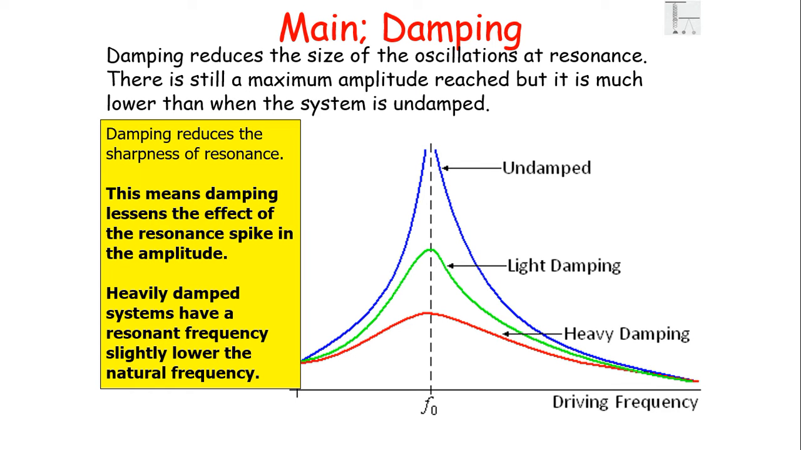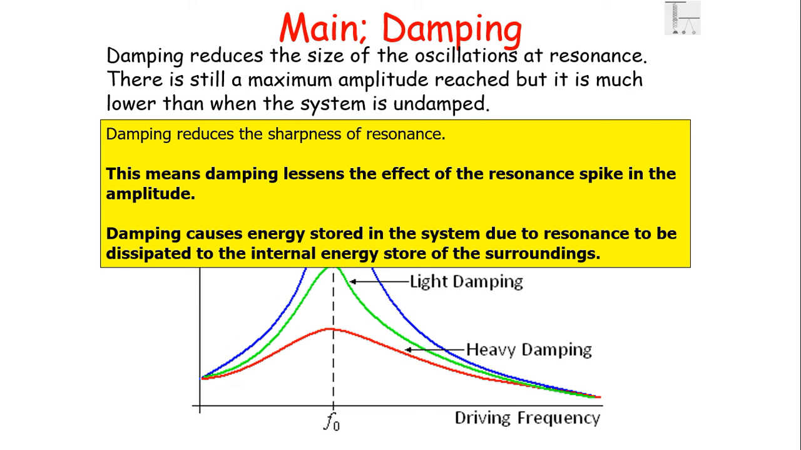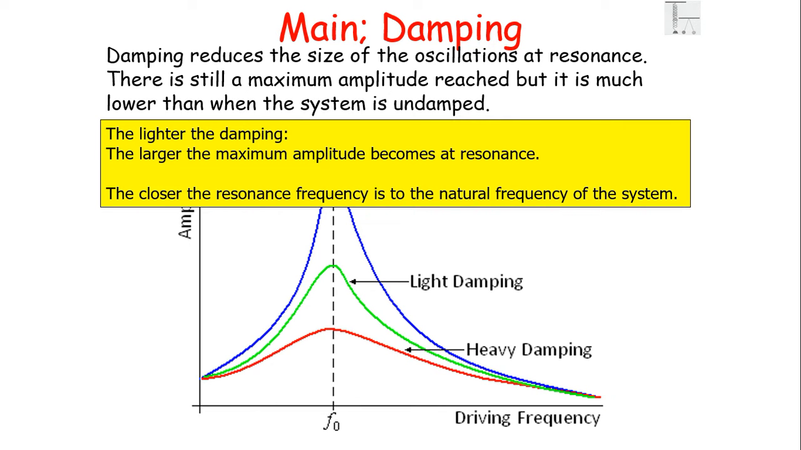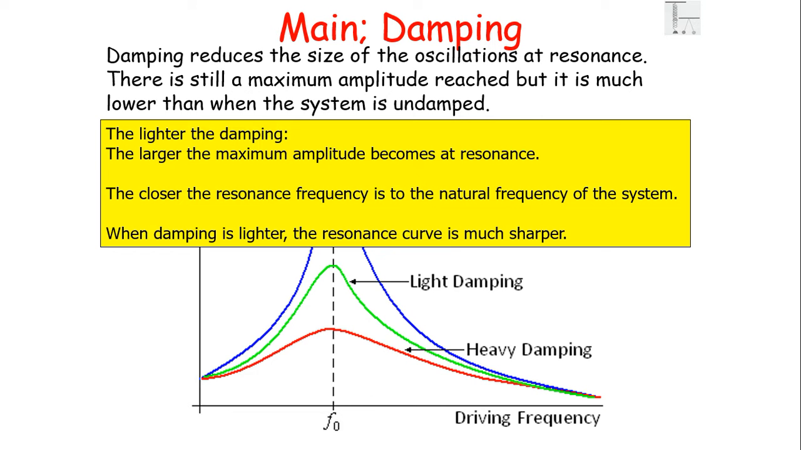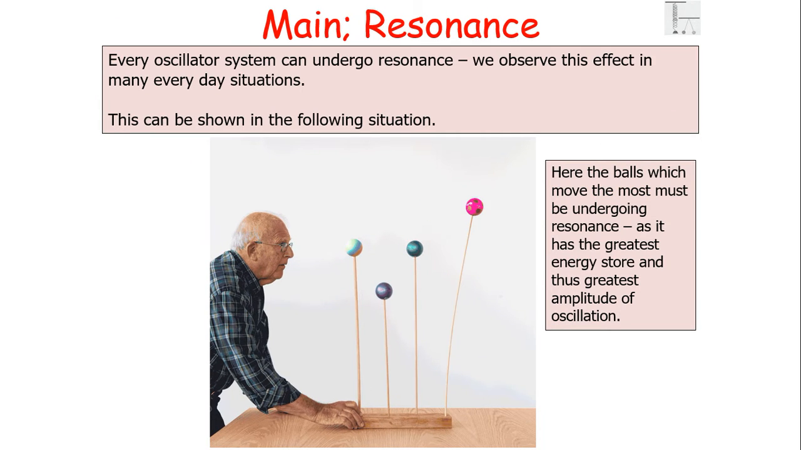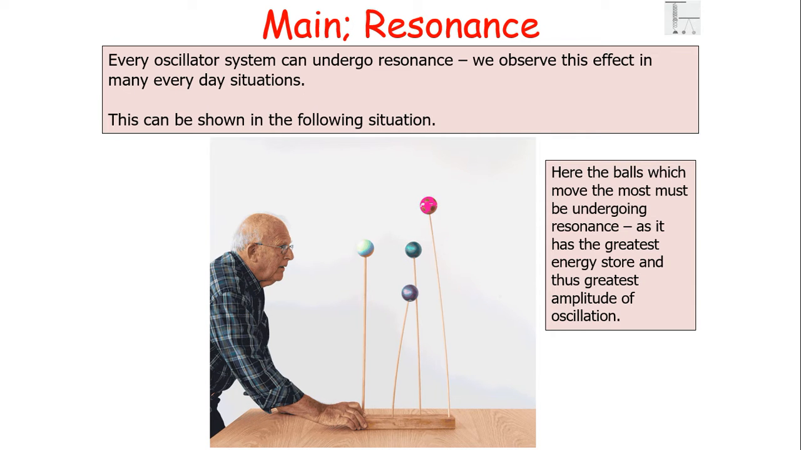The three major effects of damping on a system. So damping lessens the effect of the resonance spike in amplitude, because the damping force causes the energy stored in the system due to resonance to be dissipated to the internal energy store of the surroundings. So the lighter the damping, the larger the maximum amplitude becomes at resonance. The closer the resonance frequency is to the natural frequency of the system, and when damping is lighter, the resonance curve is much sharper. So every oscillator system can undergo resonance, and we observe this effect in many everyday situations.